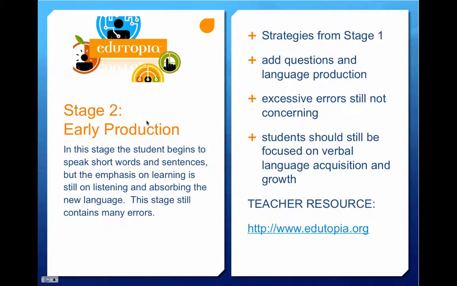In this stage, the students begin to speak short words and sentences. The emphasis is still on listening and absorbing the new language, but this stage is definitely a movement forward. This stage contains lots of errors. Excessive errors are still not a concern.